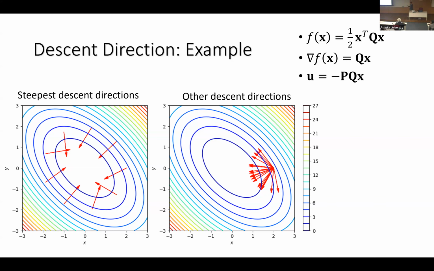So this is one way of visualizing the different descent directions in 2D. By the way, if I try to draw it in 3D, it would look like a bowl. But the directions would still have to be depicted in 2D, because directions are 2D vectors.